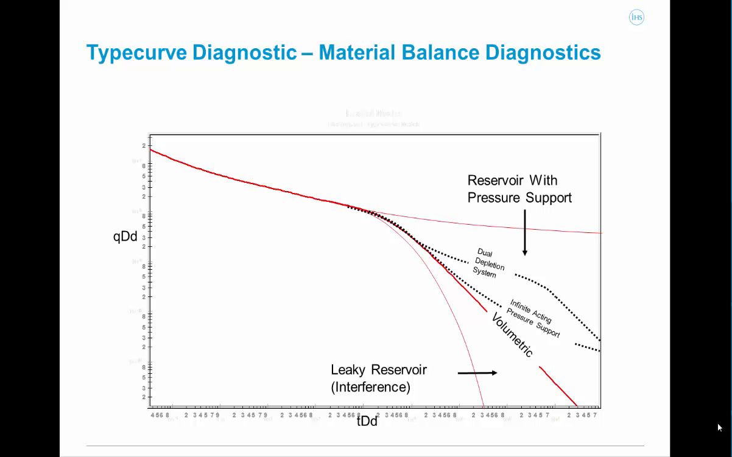If the data falls below the unit slope, we have a leaky reservoir and interference. So if a well was drilled in a reservoir that was only in volumetric depletion, and then another well was drilled and started draining, it would reduce the available drainage area to the first well, and that's interference. And this shows up as the data falling below the unit slope.